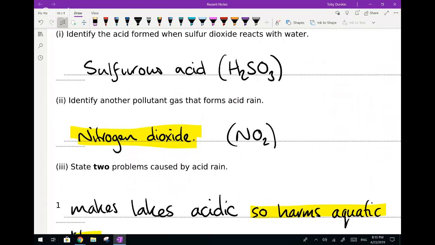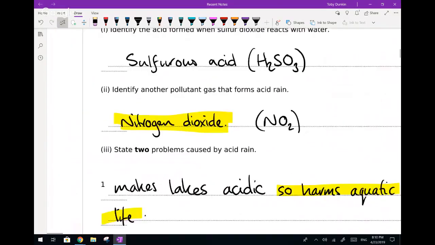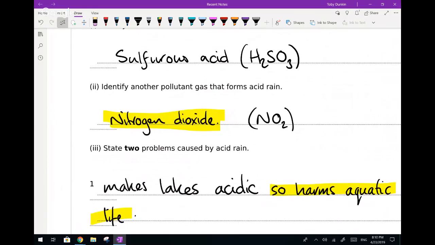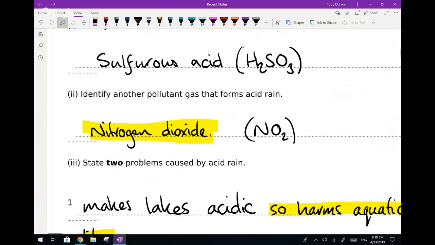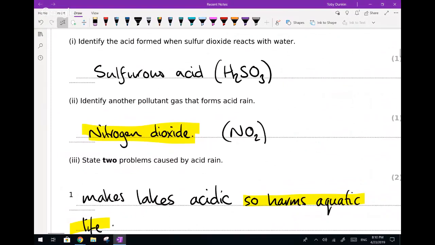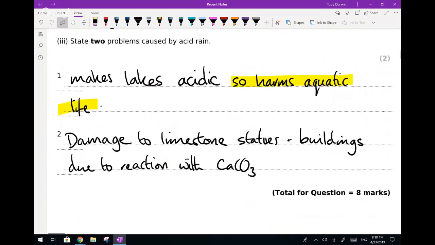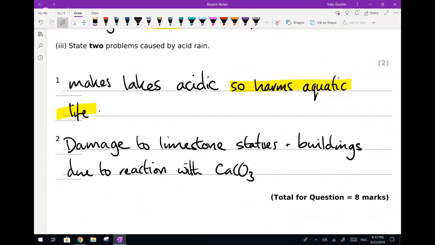Identify another pollutant gas that forms acid rain, and that's nitrogen dioxide. Try to stay clear of nitrogen monoxide. Just stick with the dioxide. SO2 and NO2 are our acidic acid rain gases. Stage 2, problems caused by acid rain, makes lakes acidic. By the way, guys, the yellow that I highlighted in this question is because I didn't do this. I realized that when I was writing it, I was like, problems.